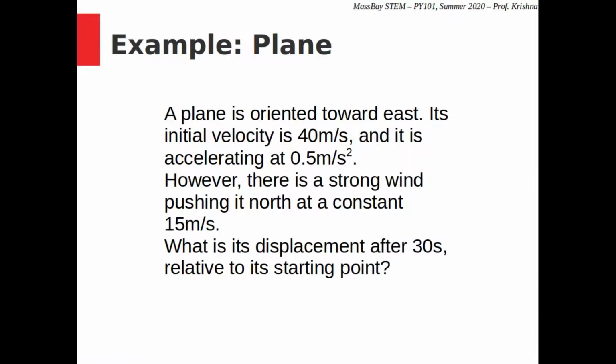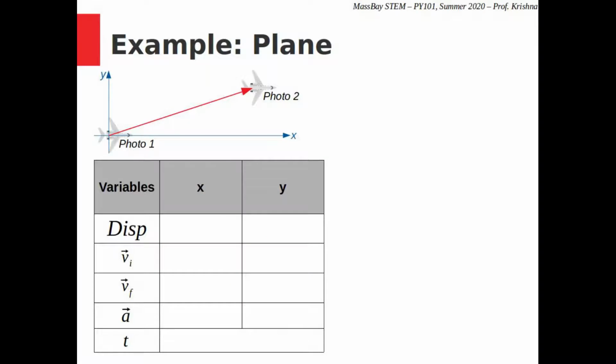Now, what was the unknown in this question? What is the displacement of the plane? The displacement. But be careful. The plane was moving in x, but the wind was pushing it in y. So both displacements are unknown. What is known? The initial velocity of the plane is 40 i hat meters per second. Its acceleration is 0.5 i hat meters per second squared. The initial velocity of the wind is 15 j hat meters per second, and the acceleration of the wind is 0. The time is 30 seconds.